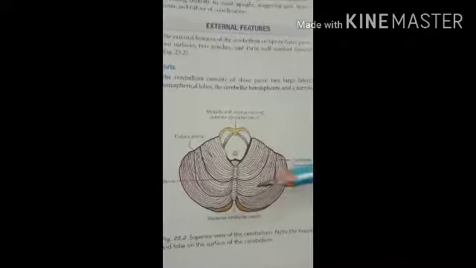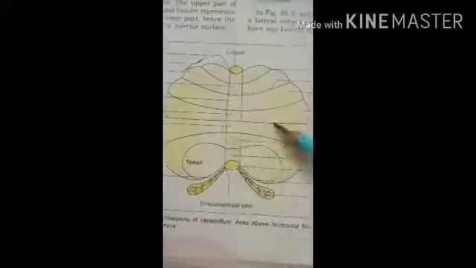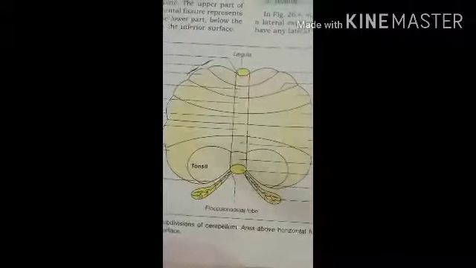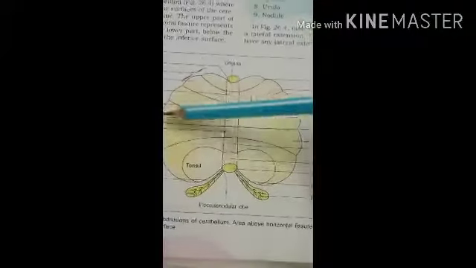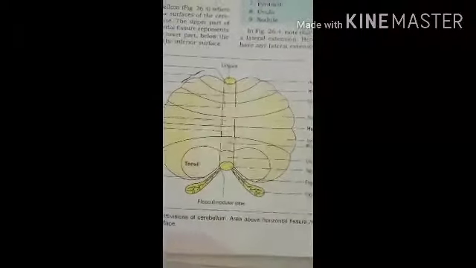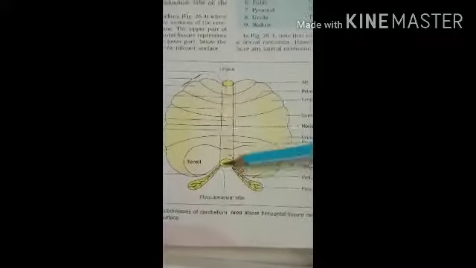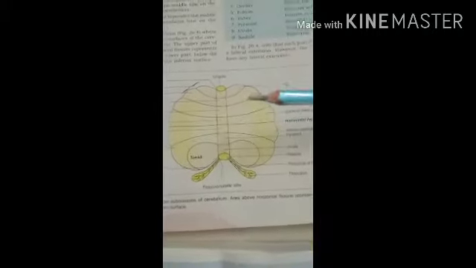Firstly, let's see the parts of the cerebellum. The cerebellum consists of three parts: the two lateral hemispherical lobes, right and left, called the cerebellar hemispheres, and between the hemispheres there is a median worm-like portion. This is called the vermis. The superior and inferior aspects of the vermis are termed the superior and inferior vermis.